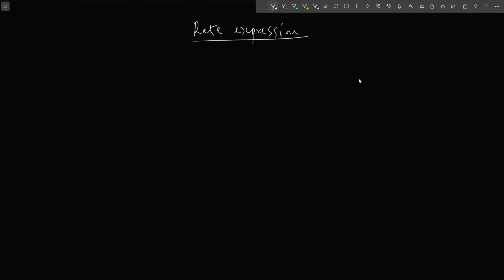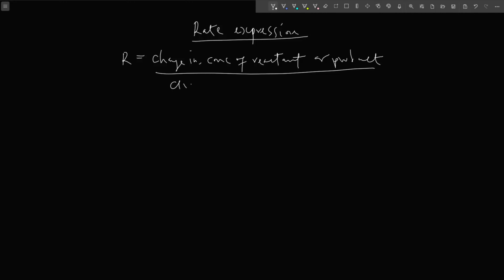But just to recall, we know that rate of a reaction R is change in concentration of reactant or product over a change in time. Okay, let's assume that we have a hypothetical reaction like this: A to give B. In this sense, A is the reactant and B is the product.